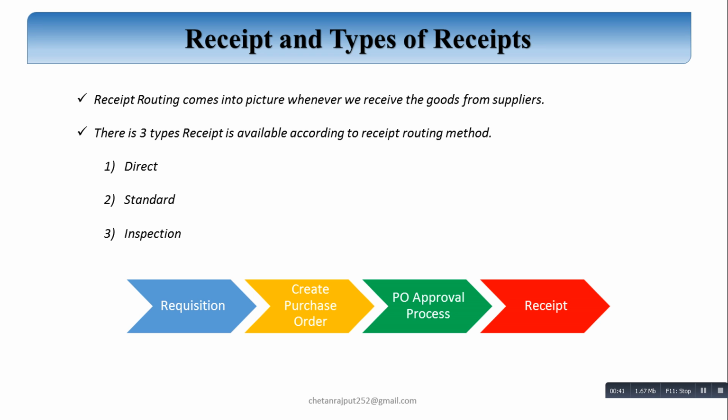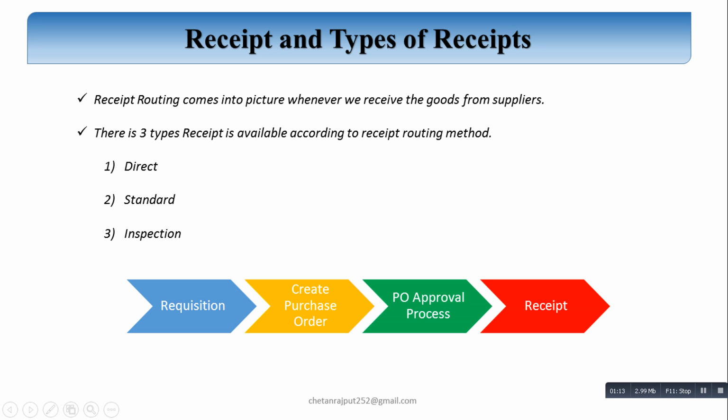Receipt and type of receipt. Receipt routing comes into the picture when we receive the goods from suppliers. After receiving the goods, we are required to take a receipt from the supplier. We know the process for creating the purchase order. We have learned the purchase order creation process in the previous session. For creating a purchase order, we are required to create a requisition.